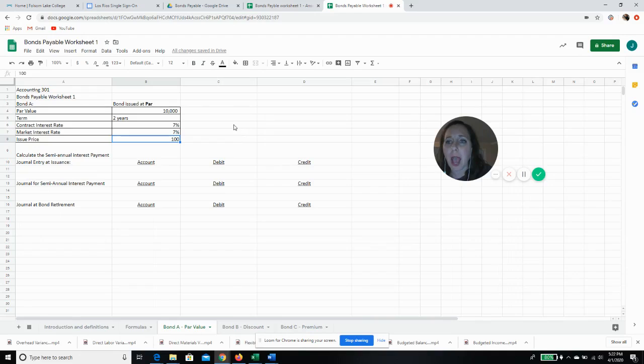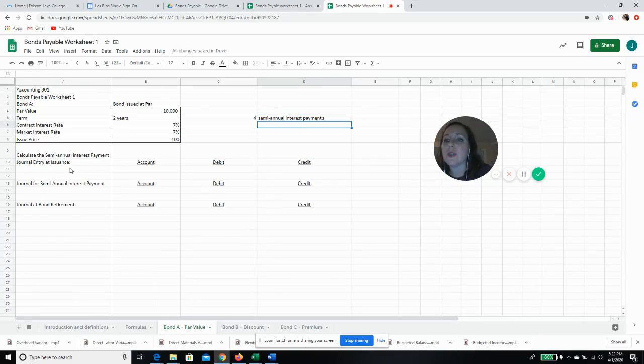So let's figure out how many semi-annual interest payments we're going to make. So that's going to be 2 years times 2, because if we're paying interest semi-annually, that's twice a year, which means we're going to have 4 semi-annual interest payments. It's not as critical for a par value bond, but just good practice.